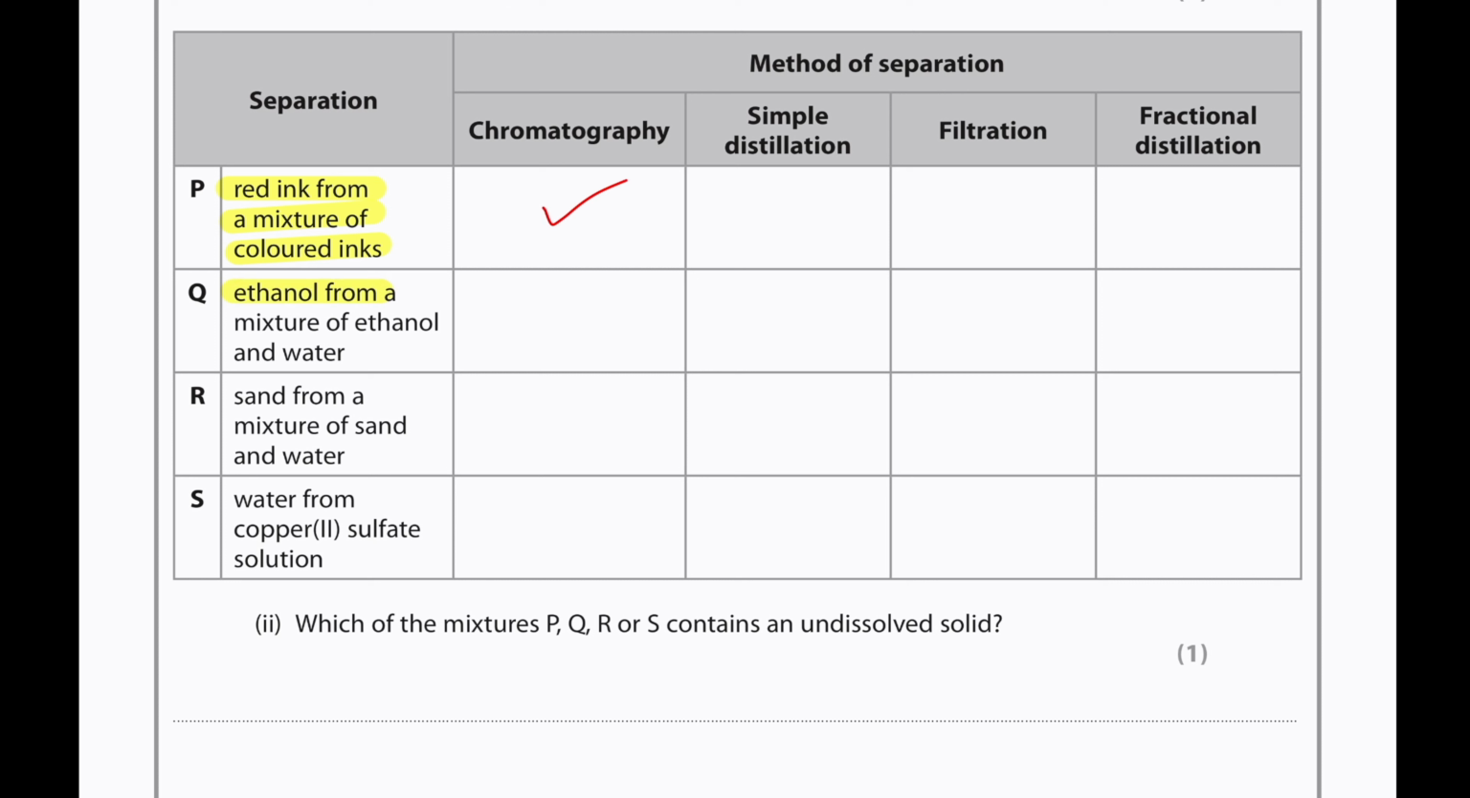Ethanol from a mixture of ethanol and water. Because ethanol and water have a difference in boiling point, ethanol has a boiling point of 78 degrees Celsius and water has a boiling point of 100 degrees Celsius, so we can use fractional distillation. Sand from a mixture of sand and water: because sand is a solid, we can use filtration. Water from copper sulfate solution: because copper sulfate is a salt, we can separate the water by using simple distillation.